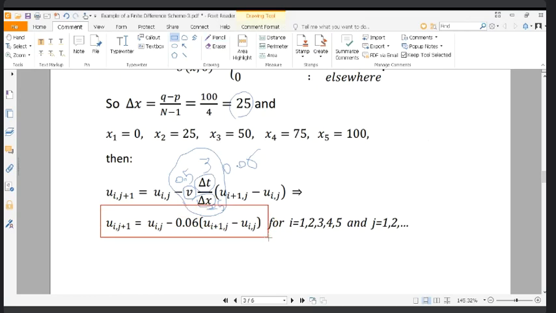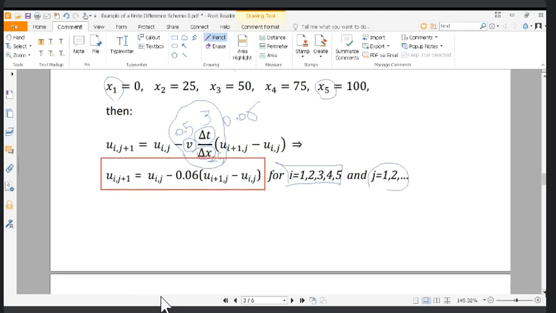Equation 3 changes to u(i, j+1) = u(i, j) - 0.06 (u(i+1, j) - u(i, j)). For which i and which j? For i, it starts from 1 to 5 because we have 5 points: x1, x2, x3, x4, and x5. And j starts from 1, 2, and so on until the time that we want.